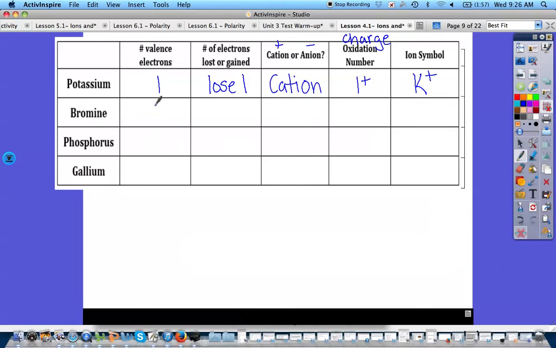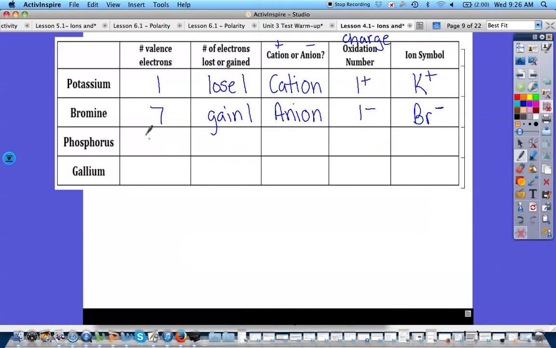For bromine, it has 7 valence electrons. It is going to gain 1 electron. When we gain 1 electron, we're going to have a negative charge, which makes it an anion. And this is going to give it a 1- charge. The symbol for bromine is going to be Br-.